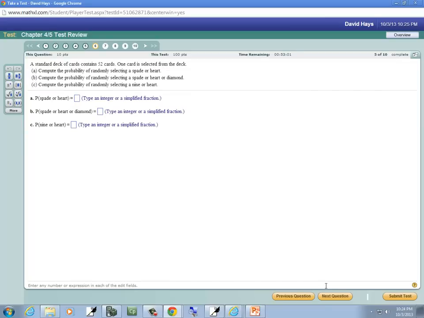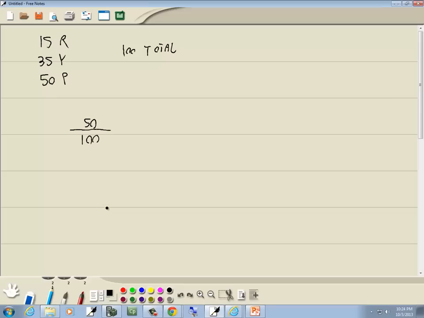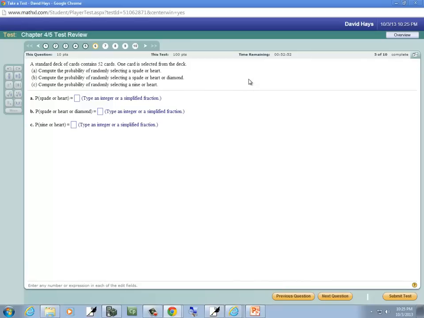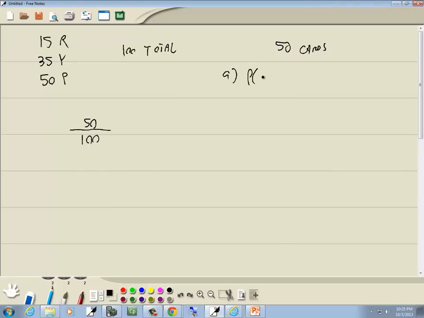Okay, a standard deck of cards contains 52 cards. One card is selected from the deck. Compute the probability of randomly selecting a spade or a heart. So it's going to be a spade or a heart. Now the or is addition. We've got 52 cards, and 13 of them are spades. And for the heart, we've got 52 cards, and 13 of them are hearts. So if I add those together, it gives me 26 over 52, which looks like 1/2 again.